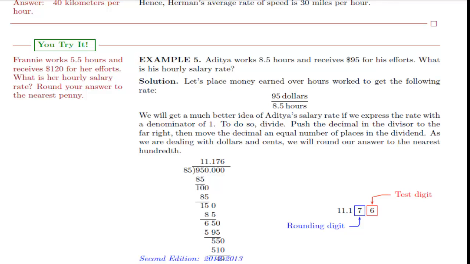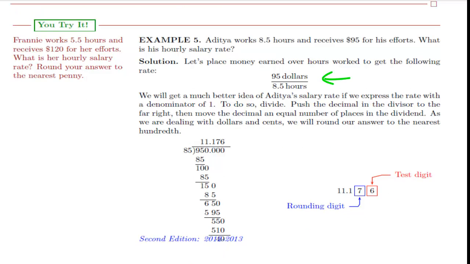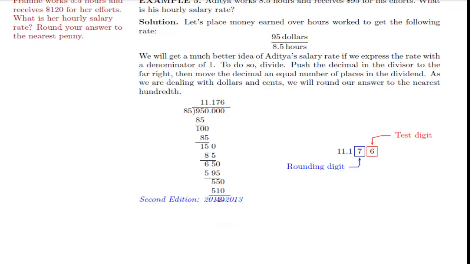Solution. Let's place money earned over hours worked to get the following rate. So we have $95 over 8.5 hours. We'll get a much better idea of Adisha's salary rate if we express the rate with a denominator of 1. To do so, divide. Push the decimal in the divisor to the far right, then move the decimal an equal number of places in the dividend. We end up with 950 divided by 85. And we'll round our answer to the nearest hundredth.